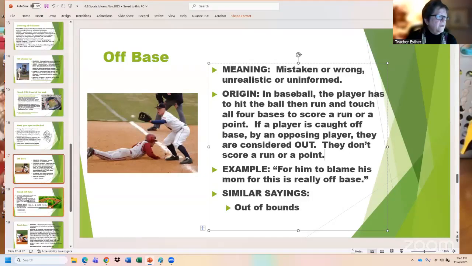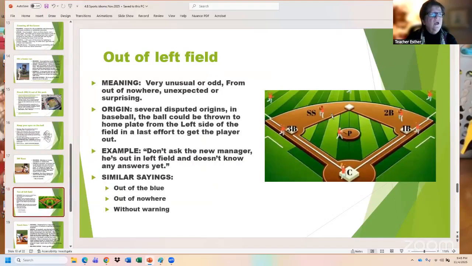All right, the next one, we go back to that diagram of the baseball field. All right, Swan, go ahead and read this one.